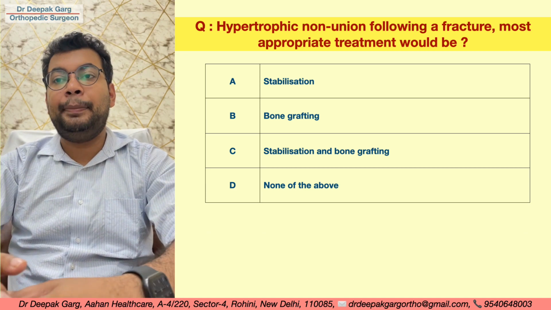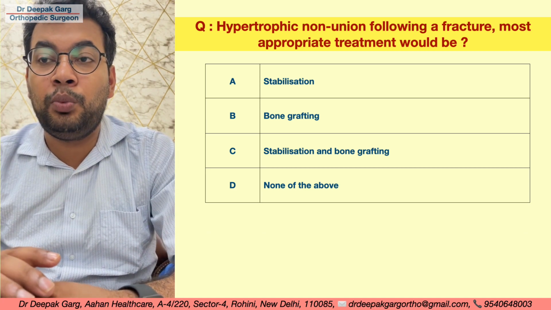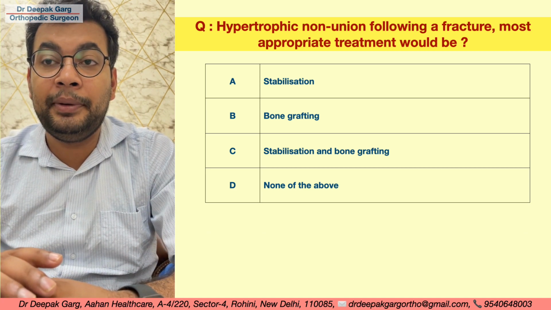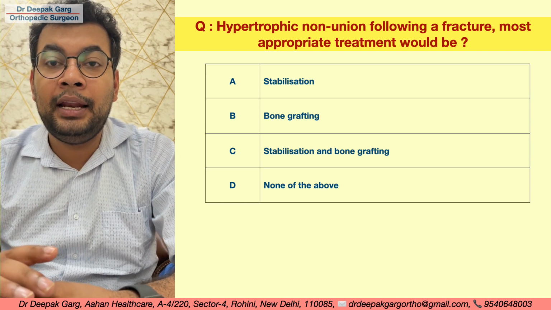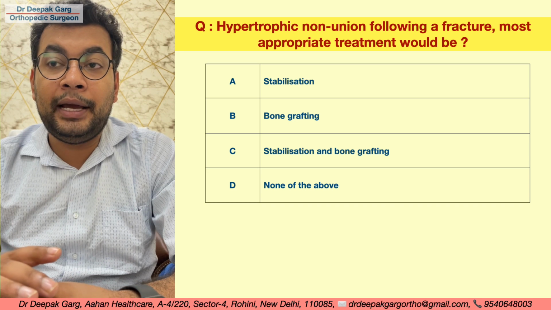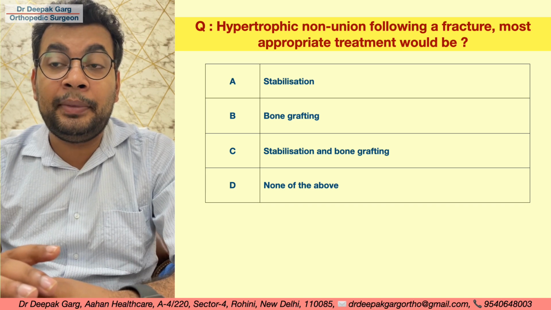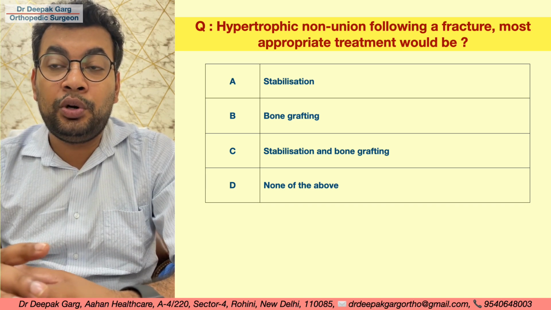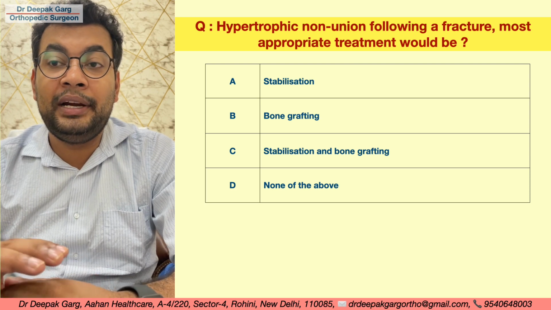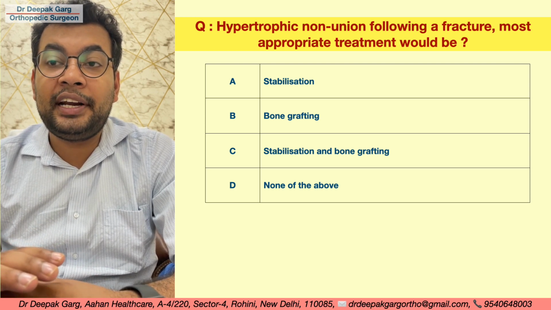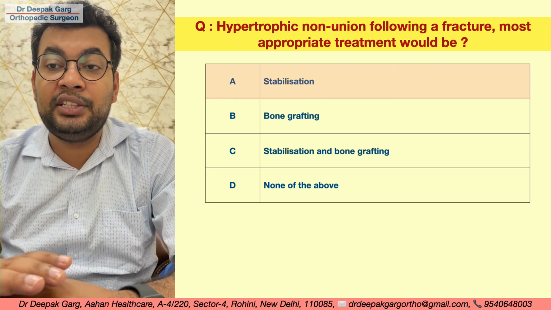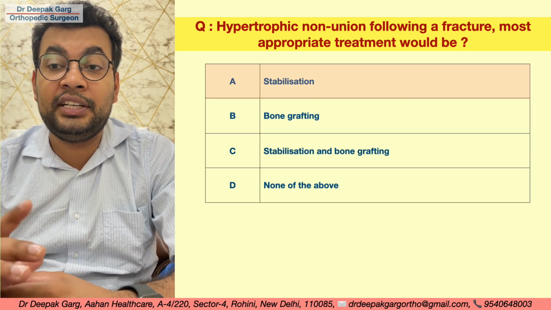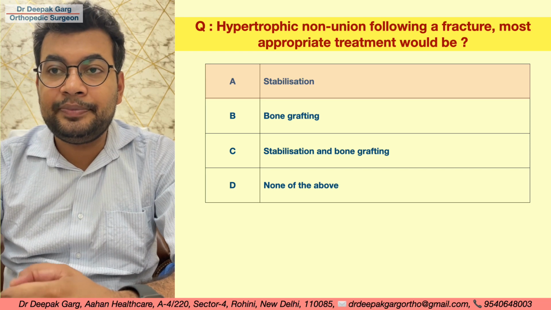Let's look at this question. Hypertrophic non-union following a fracture, most appropriate treatment will be. So hypertrophic non-union, that means the ends are viable, blood supply is there, biology is good, but there is abundant callus, and it is not uniting because of excessive mobility at the fracture site. So the treatment will be only stabilization. So the answer is A. Bone grafting is not required. Stabilization and bone grafting is not needed. So the answer is A, stabilization.